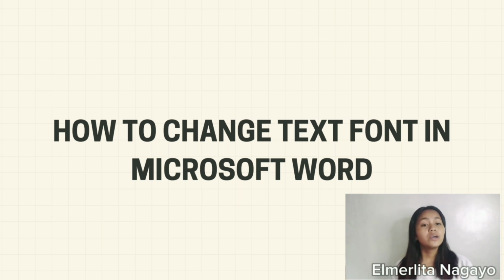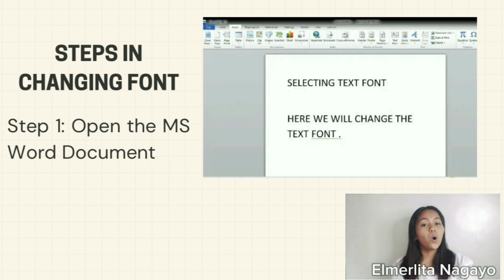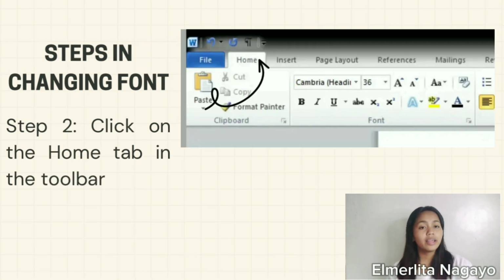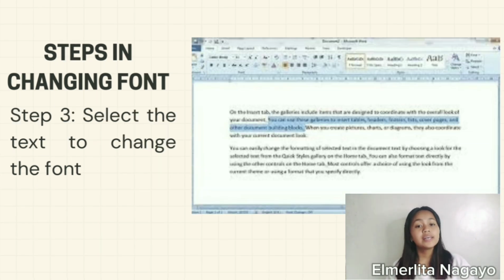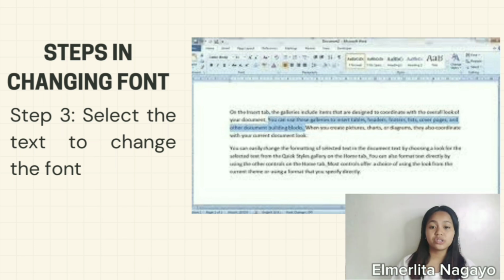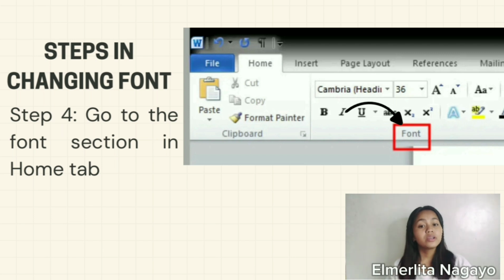Below, we will see with the help of images and instructions and learn this easy way of selecting a text font in Microsoft Word. First step, open the document in which the text font is to be changed. Next step, click the Home tab. Then, after you click the Home tab, select the text or paragraph for which the font is to be changed. Then, step 4, go to the Font section in the Home tab, marked by a circle in the image.